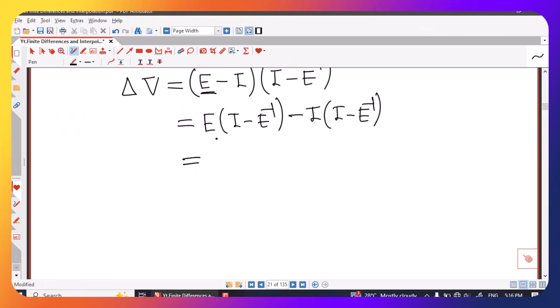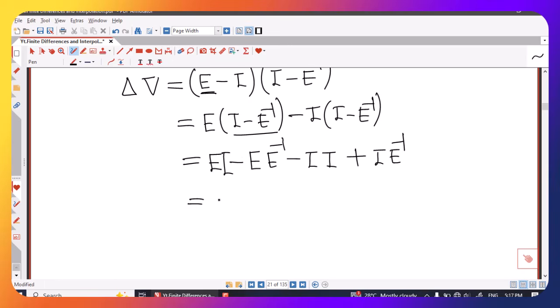So if I multiply e with I, I will get I, minus e multiplied with e inverse. We can write one more step also. Here also, I times I plus I times e to the power minus 1. Identity operator multiplied with any operator gives us that operator back.